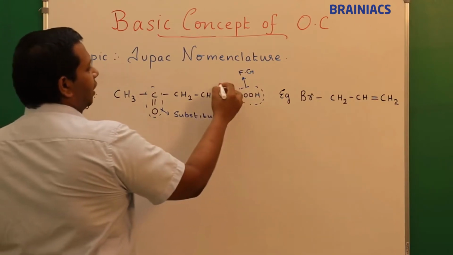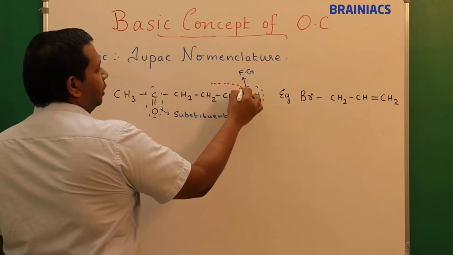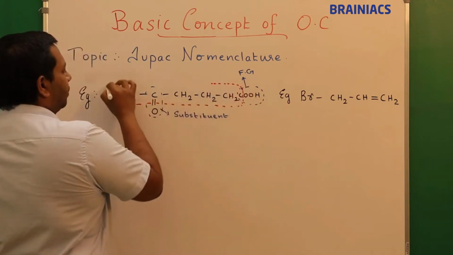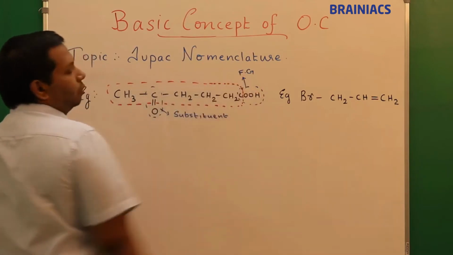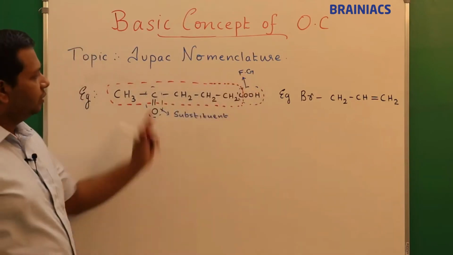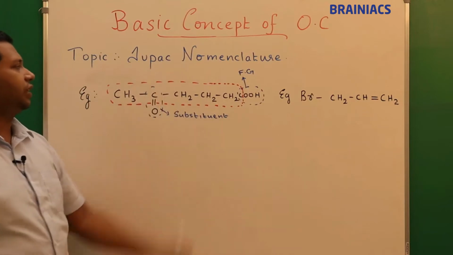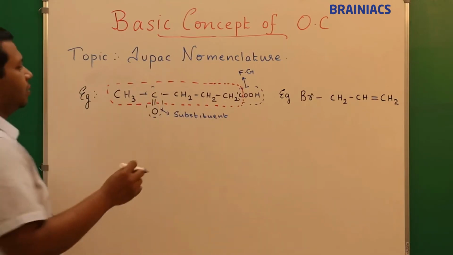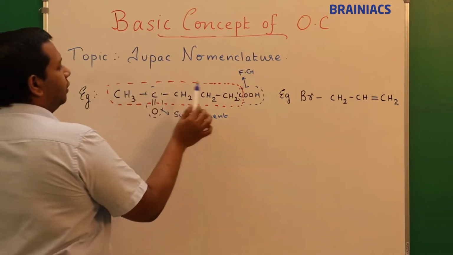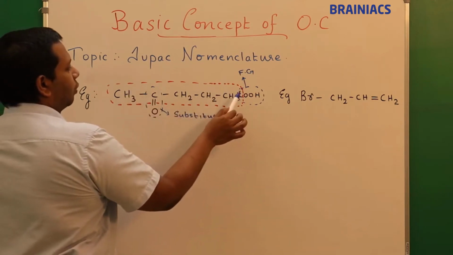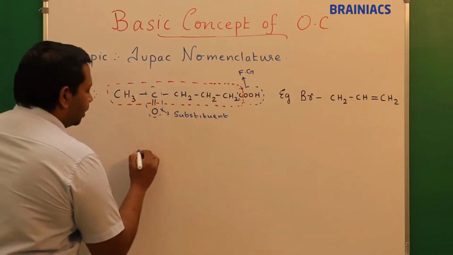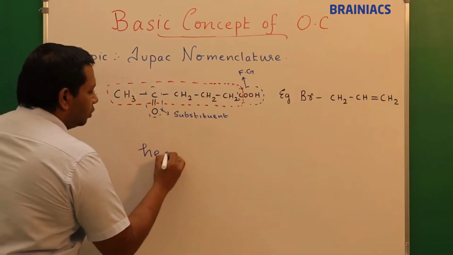You know that if it is a carbon containing functional group, you need to include that carbon also in the parent carbon chain. So I have included that. Now this is my parent carbon chain. Now tell me how many carbon atoms are there in the parent carbon chain? 1, 2, 3, 4, 5, 6. So 6 carbon atoms are there. So I will put the word root as hex.